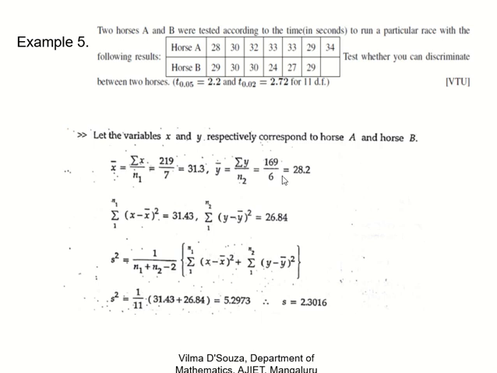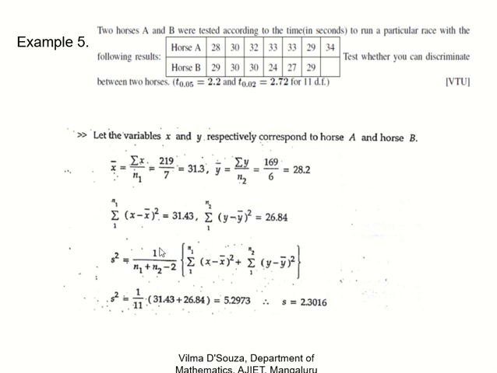You have one more problem here. Two horses A and B were tested according to the time to run a particular race with the following result. Test whether you can discriminate between the two horses. The time needed for horse A and horse B to run a particular race. Here the t value is given already. Let the variables x and y respectively correspond to horse A and horse B.